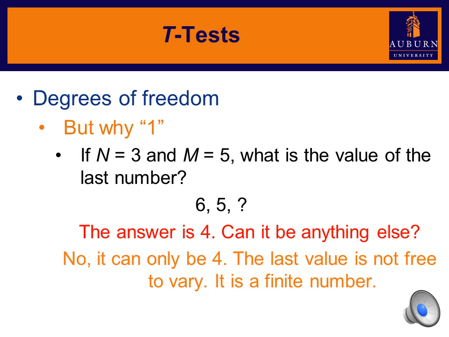And so for us, for the average to equal 5, then our three numbers must add up to 15. So 15 divided by 3 is 5. And so if I know that I have a 6 and a 5, in order to get 15, I have to have a 4. And it can't be any other number. So in other words, that last number is not free to vary. It is a finite number. It is not an infinite number.